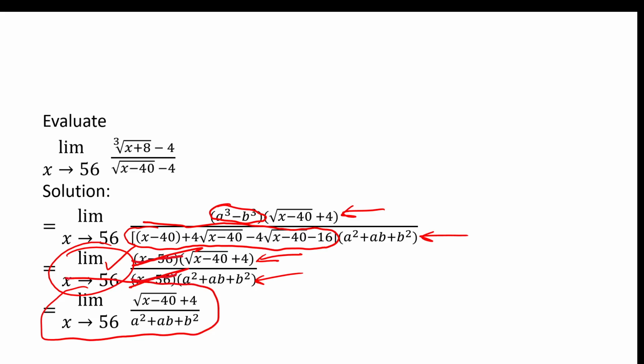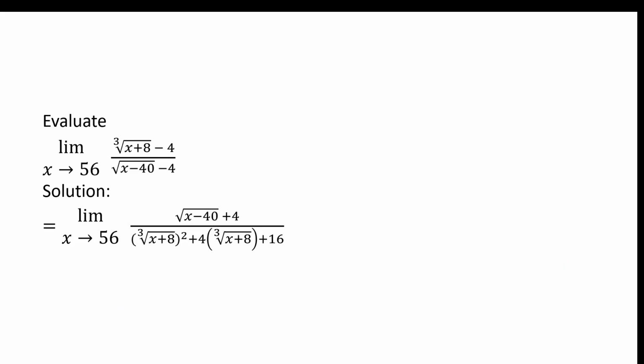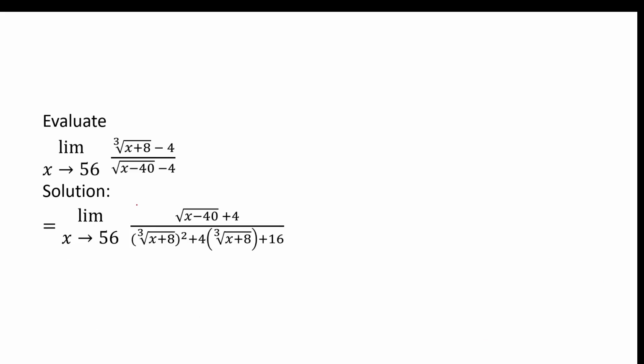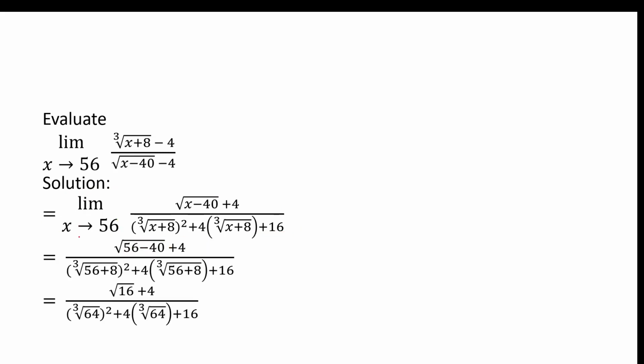And we're almost there. So we know that a is the cube root of x plus 8 and b is 4. So a squared is the cube root of x plus 8 quantity squared, ab is 4 times the cube root of x plus 8, and b squared is 16. So we plug those in. And now we still have x's in our expression, so we're still going to carry the limit as x goes to 56 notation. But now in our next line, we plug the 56's in for x. Every one of these x's, we've now plugged in a 56.